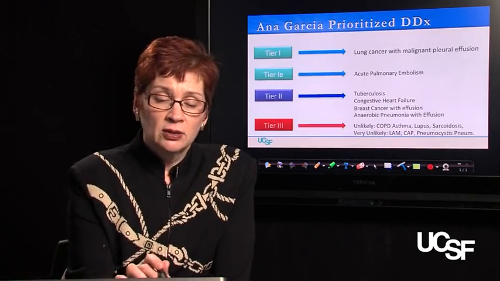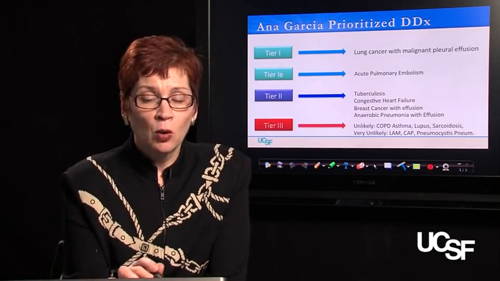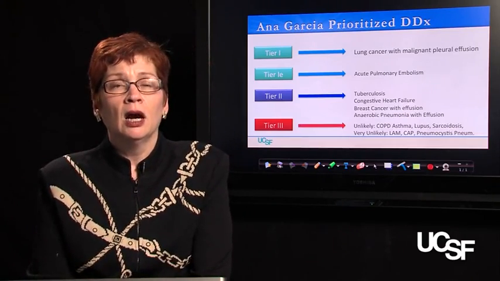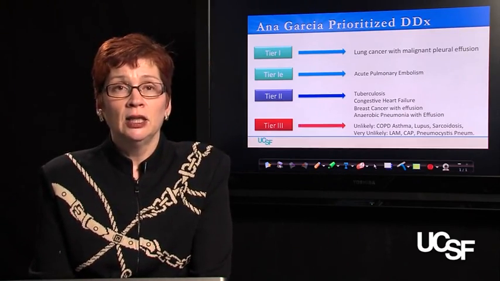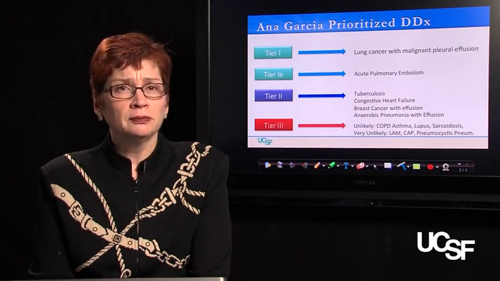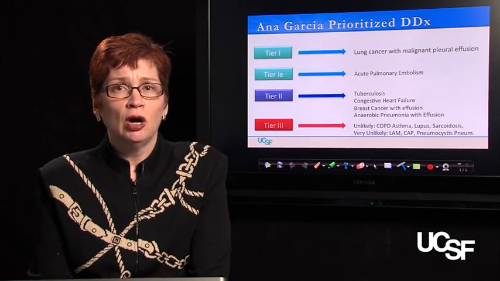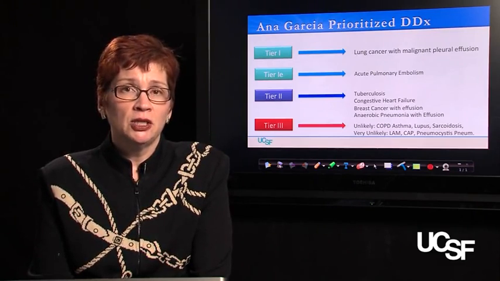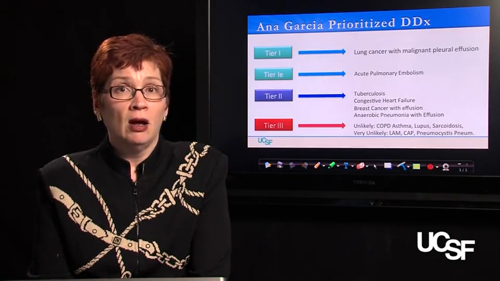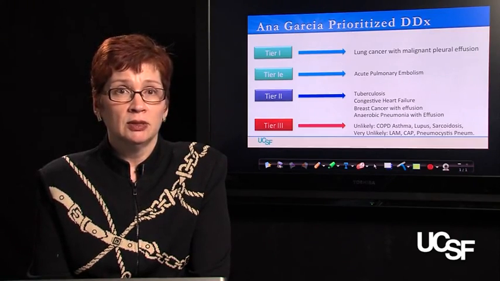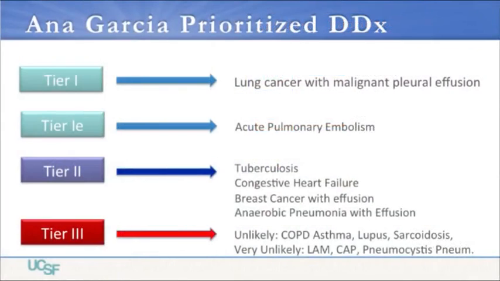So, tier 1 diagnoses, let's work from the top. Tier 1 diagnoses, remember we said, are high clinical likelihood, either high or very high. And they're high clinical likelihood because everything that this disease should cause is present in the patient, and this disease actually explains every one of the patient's major signs and symptoms. So, lung cancer with malignant pleural effusion.